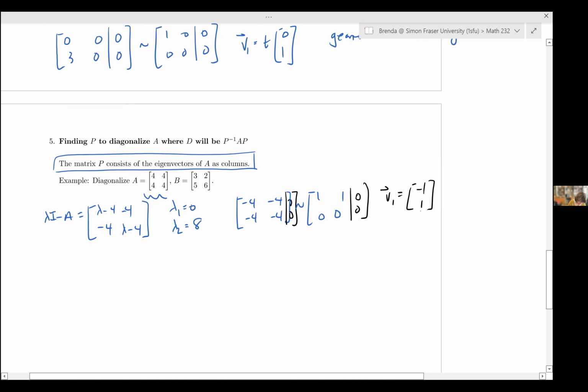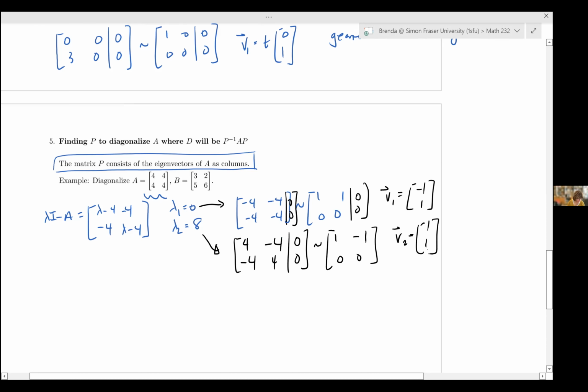Then I'm going to do the same thing here for the eigenvalue of 8. I'm going to take 8 minus 4 and get 4. And then I have minus 4 and minus 4, and then 8 minus 4, and I'll get 4 again. Then I'm going to take that and row reduce, and I get this guy here, 1, minus 1, 0, 0. And I get the eigenvector associated with the eigenvalue of 8: the eigenvector 1, 1. So now I've got two eigenvectors.